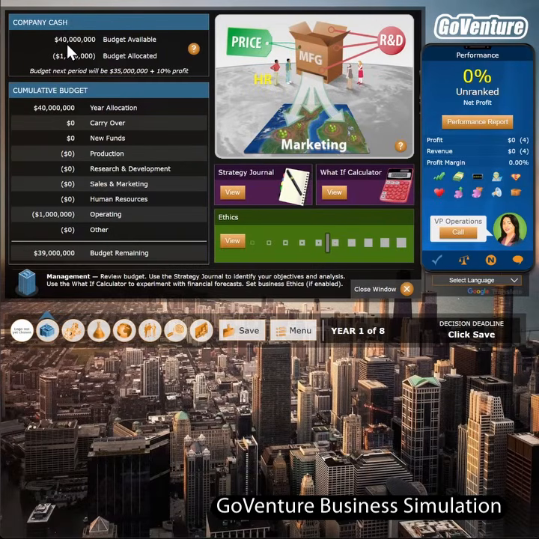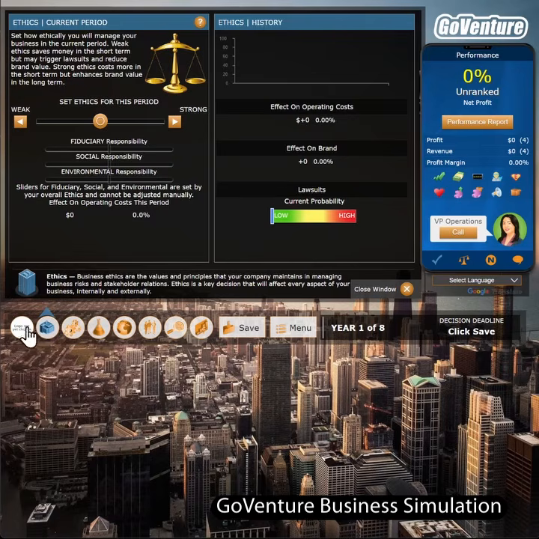So we've got a $40 million budget available. So this is a relatively large business. Could have chosen a much smaller business, but this is all right. So we're going to allocate this budget, and we've got to determine how ethically we're going to run our business. That's one of the decisions we have to make here. And what else we got to do here?